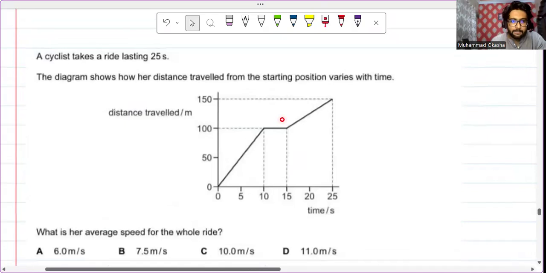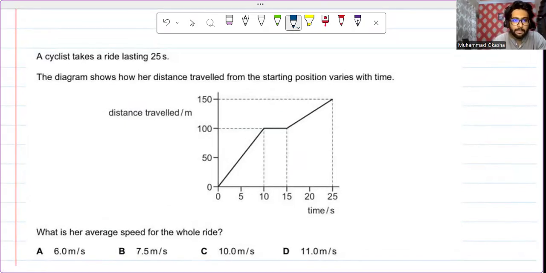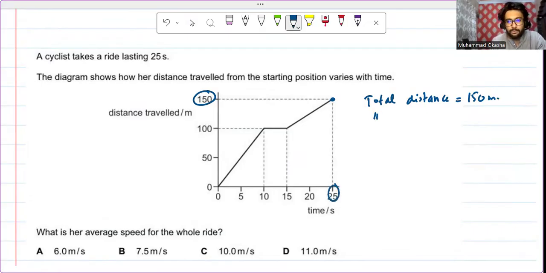A cyclist takes a ride lasting 25 seconds. So total time is 25 seconds. The diagram shows her distance traveled from the starting position varies with time. How much is the distance traveled? Total distance traveled is 150 meters. So total distance equals 150 meters. Total time is 25 seconds. I'm going to write total time equals 25 seconds.